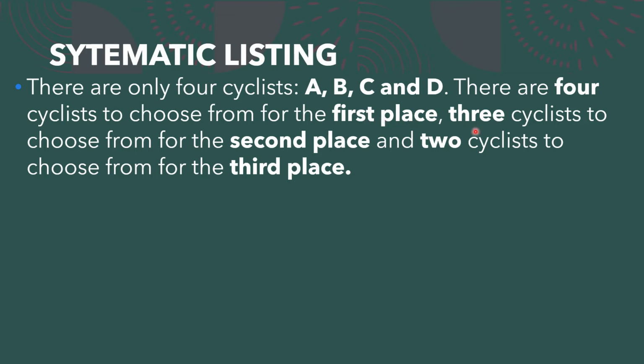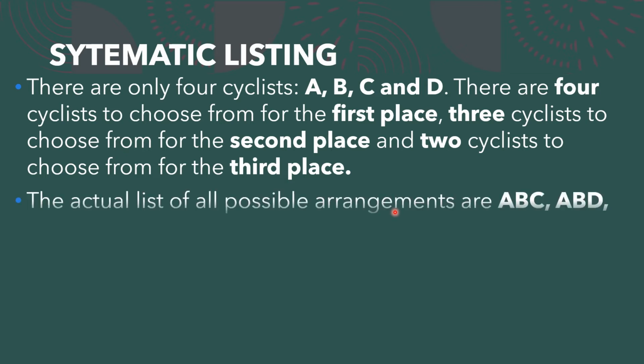Sa second placer, 3 cyclists na lang ang pwede nating pagpilian. Kasi nga, let's say, si A na ang first, yung 3 na lang na cyclist, si B, C, and D, ang pwede na lang ilagay sa second place. Pagdating sa third place, 2 cyclist na lang ang pwedeng pagpilian. Let's say, si A ang first, si B ang second. Pagdating sa third place, si C and D na lang ang pwedeng ilagay. So, yun yung magiging process natin kapag maglilist tayo ng possible arrangement.